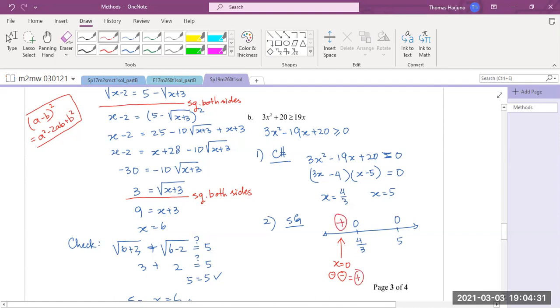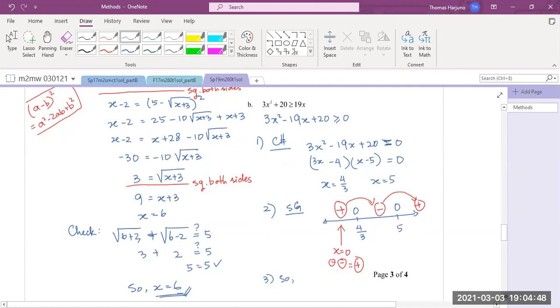Because each of these critical numbers has multiplicity 1, when I jump across a critical number, I change the sign. Then we see what we need is positive or 0. So the solution will be from negative infinity to 4 over 3 inclusive, union 5 to infinity.